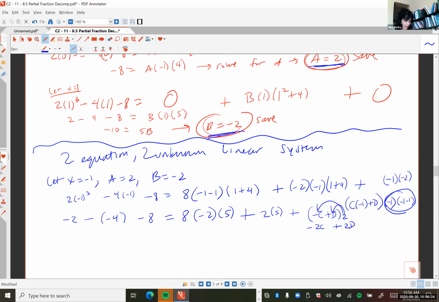Now I know this is a big mess, but cleaning it up, I'm going to have negative 6 on the left, that's equal to, this looks like negative, what the heck?